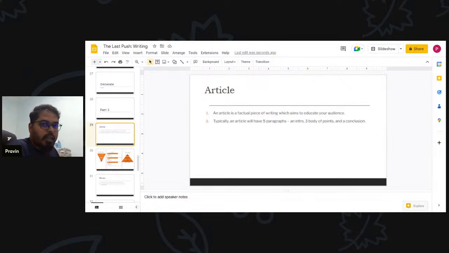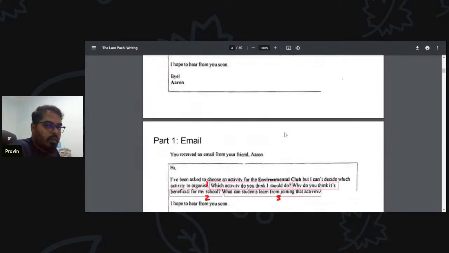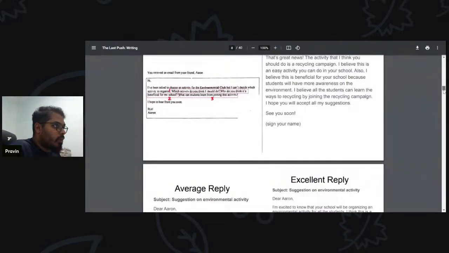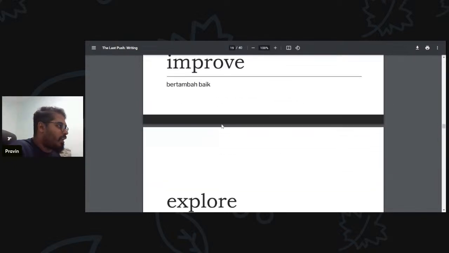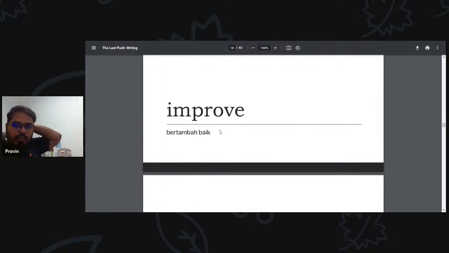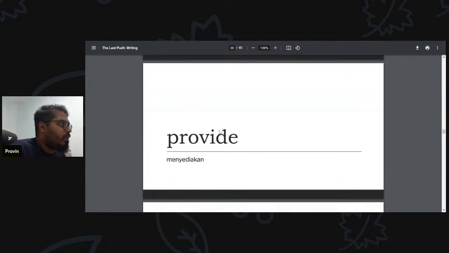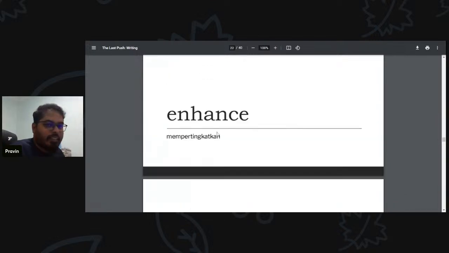Okay, let's see if I can share this with you. All right, let's go down. Let's look at the vocabulary again. Improve. Right, you have the word down. Explore. I will give this in your group later. Provide, and then encourage. And then we have enhance, meaning to improve further.